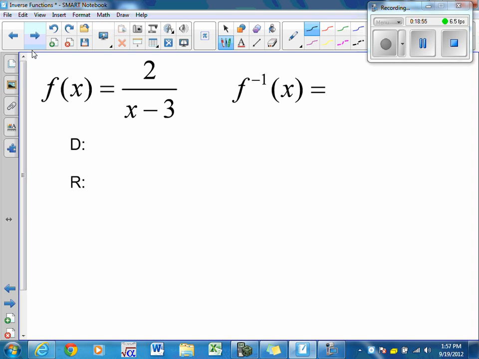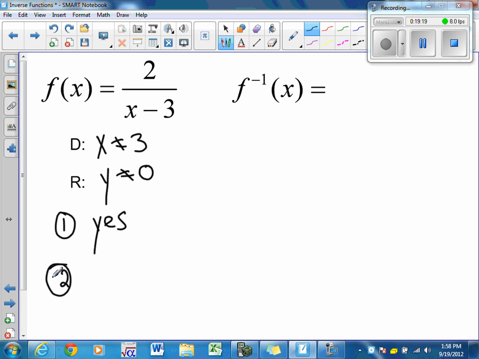You try this one. I'm going to give you a minute here to see if you can set this up and solve it. I'll tell you right now the domain is x cannot be 3. My range, y cannot be 0. I'll give you a second to try that. Do your 3 steps. I'll tell you step 1 right now so you don't even have to grab it: yes, it is 1 to 1. You try to do step 2 in your notes there. Switch the x's and y's. Step 3, solve for y. I'll give you a minute to try that. Go.